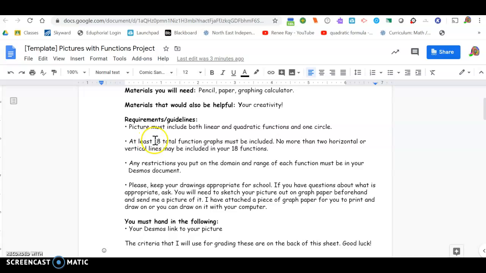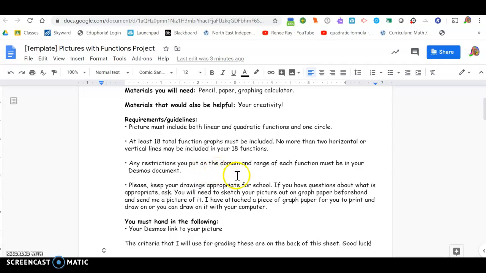You need to have at least 18 total functions. That means that if we have one circle, the rest can be linear and/or quadratic. You need to have at least one of all three of those. However, if you're doing linear, you can have no more than 2 horizontal and 2 vertical lines that will be included in your 18. So if you have 2 going across and 2 going up and down, that's 4 out of your 18. And if you do more than that, they won't count towards your 18.